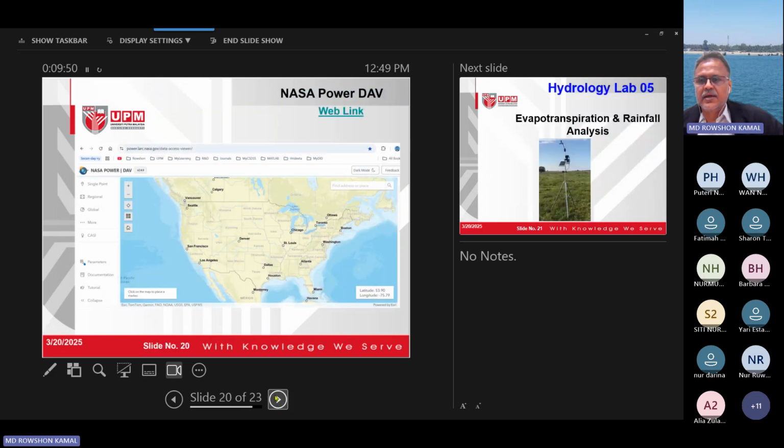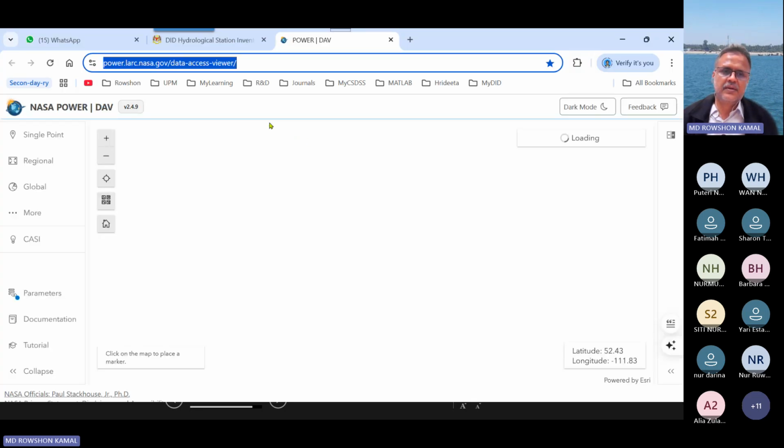Last, I want to explain another thing, simply, so you can practice. This is called the NASA POWER Data Access Viewer. Hopefully I can finish by ten minutes before one. This is the link, and it is free. Otherwise, you can just search NASA POWER DAV and you can find the website. I have given the link here, so once I click it, you can see the website.